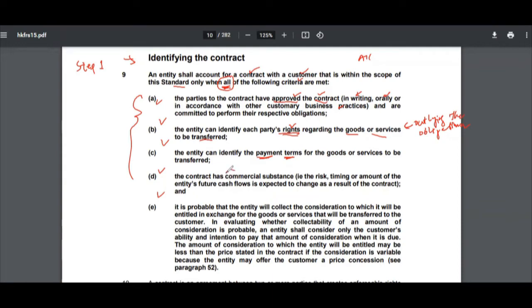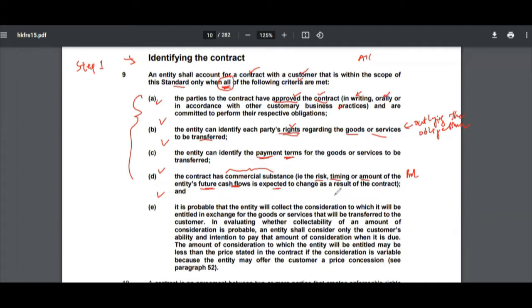The contract should have commercial substance, and they have defined what they mean by commercial substance here. Commercial substance is basically defined in terms of risk, timing, or amount of the entity's future cash flows that is expected to change as a result of the contract, right? So basically, revenues have an impact on companies' financial statements, especially the P&L, right? Revenue is shown on the income statement, and there's an impact on the company's income statement. So that's what commercial substance is.